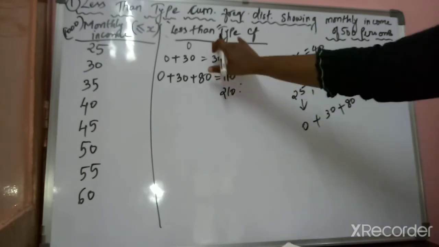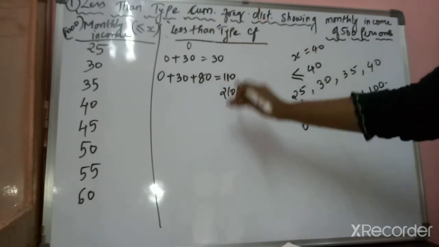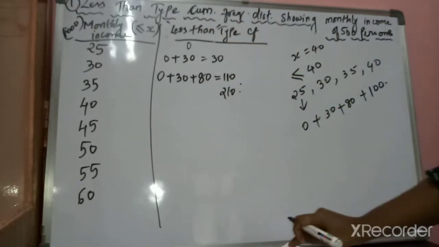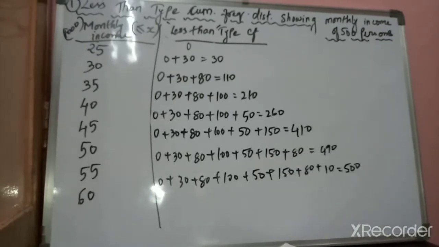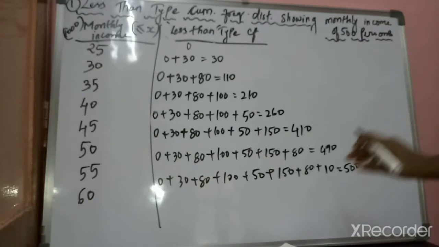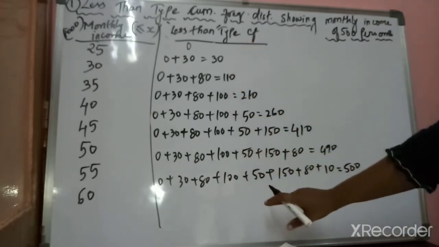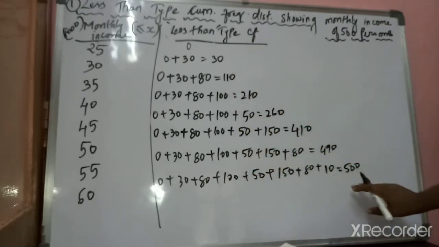That is why it is 0. Then from that, one by one, you have to add all the frequencies. Clear with this? So I have just completed my table. You have to add up all the frequencies like this, and in the last you can see below 60.